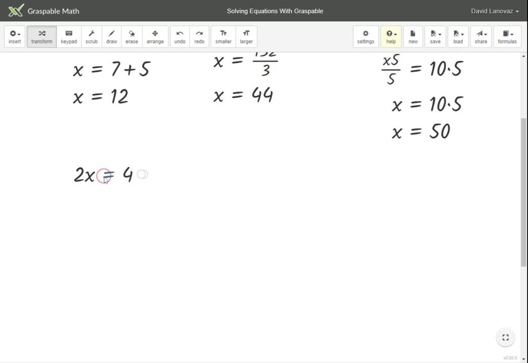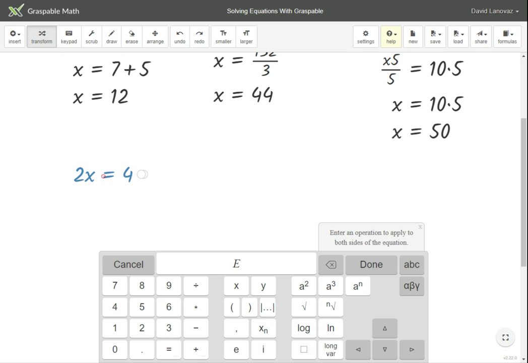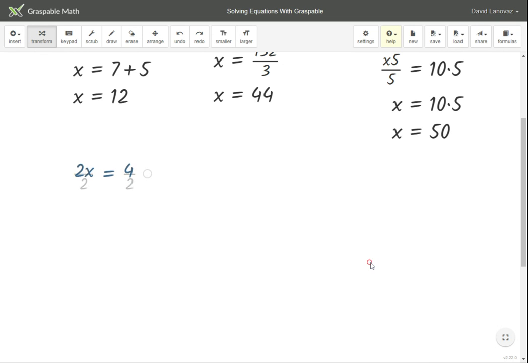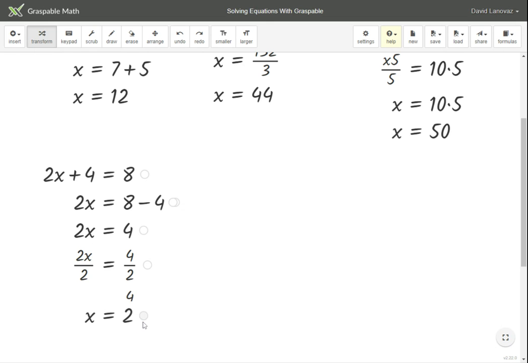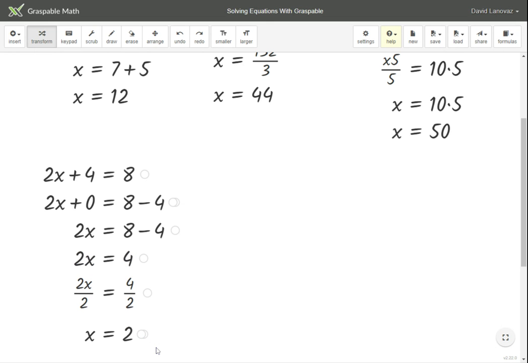And then again, I'm going to press and hold on the equal sign. 2 times x is equal to 4. We're just going to divide both sides by 2. And you can see we get it there. So double click on the 2 to simplify, do the same over here, and we get x equals 2. And here's all the work that we did. So that's how you can use Graspable Math to help you solve equations.